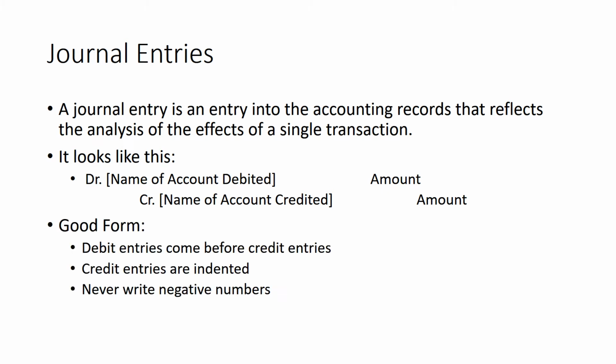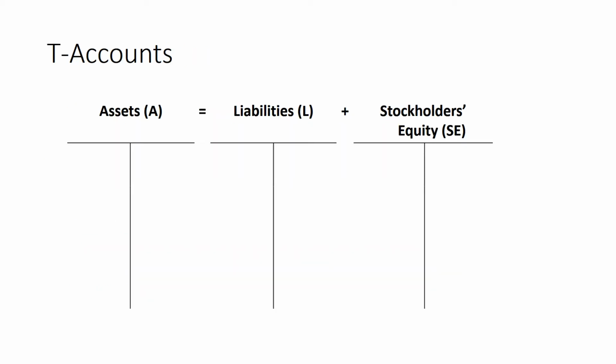For good form, debit entries always come before credit entries, and credit entries are indented, and we never write any negative numbers. The T account is a graphical representation, and it looks like a giant T. So we have asset, liability, and shareholders' equity accounts. Note that for the balance sheet equation, asset is on the left-hand side, and liabilities and shareholders' equity are on the right-hand side.